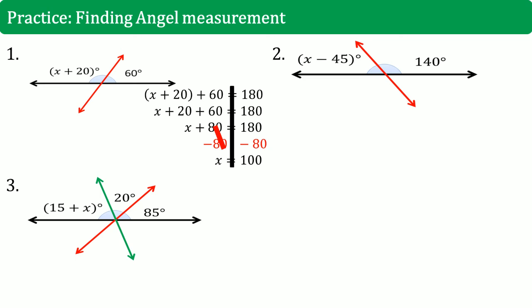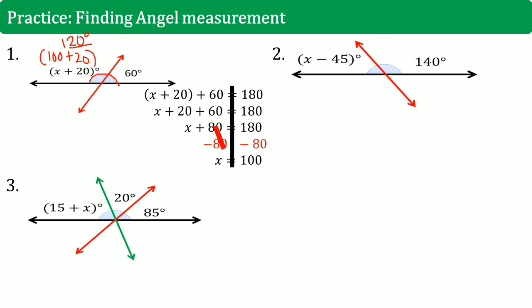But if you want to find the angle measurement, you have to plug it back in. So x is going to be 100 plus 20. This gets you 120 degrees. This makes sense because this forms 180 degrees. Make sure you plug x back in because they're asking you to find the angle measurement.